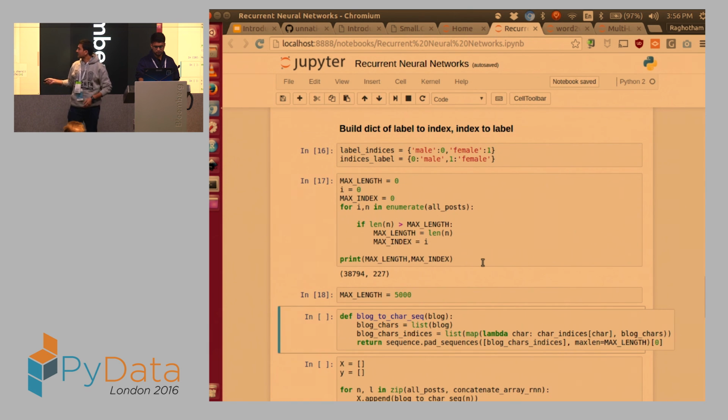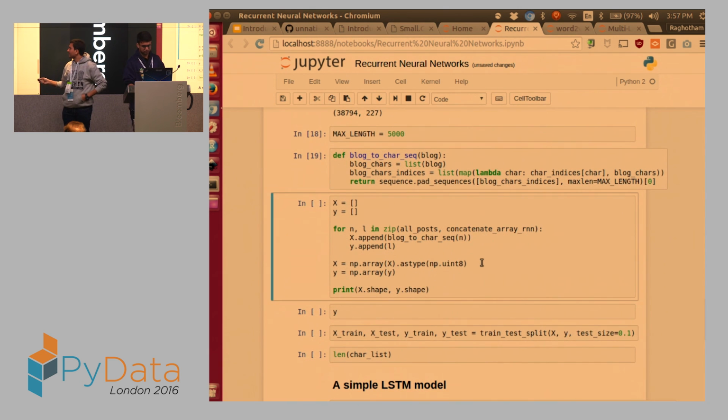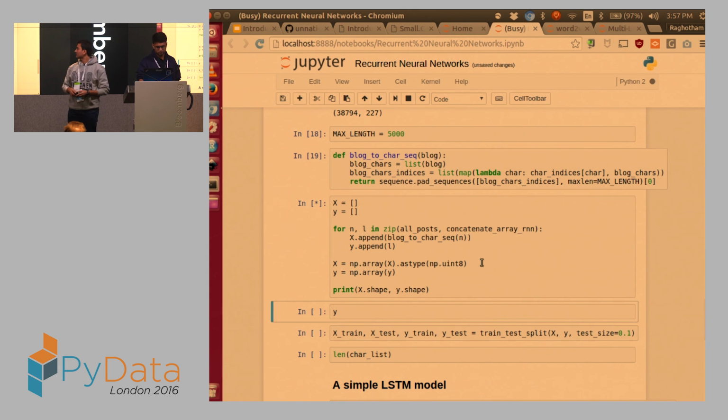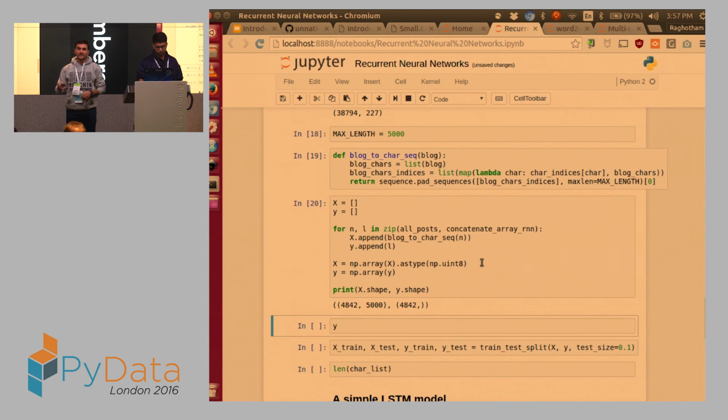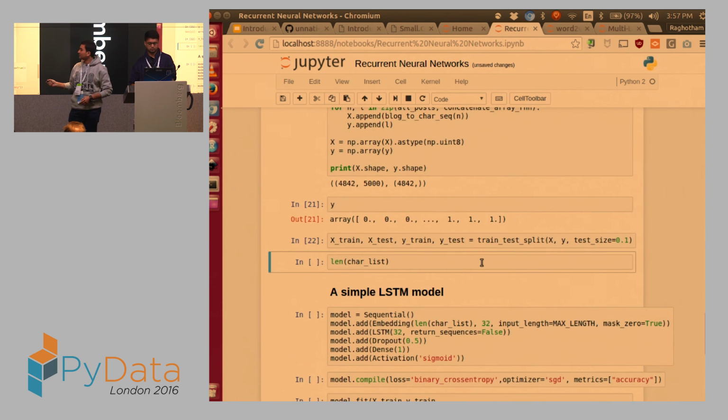So we say that the maximum length we will consider is 5,000 from a blog. So we are defining it here. And this method here is converting every blog to a sequence of characters, which will basically give us the indexes, which will be input for the LSTM layer. So now we have X and Y, which is nothing but the character sequence indices, and then we have the labels here.